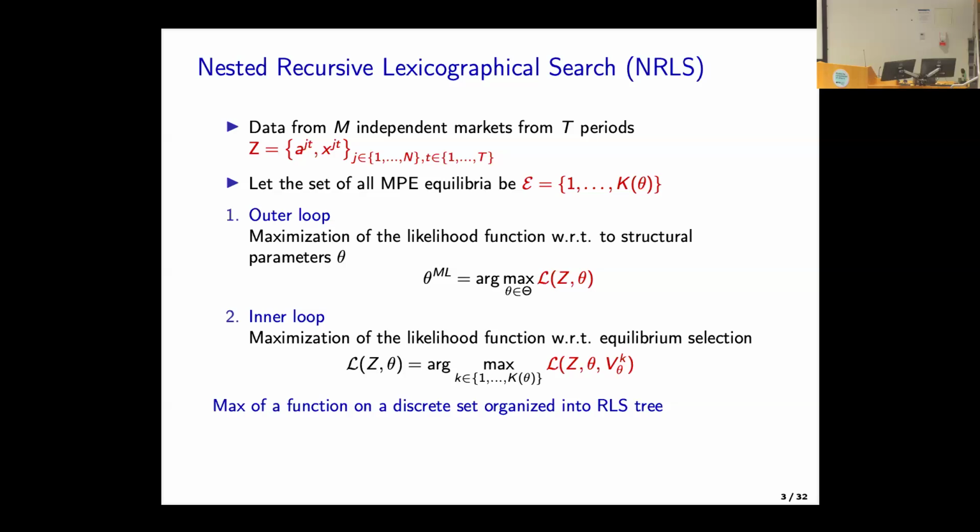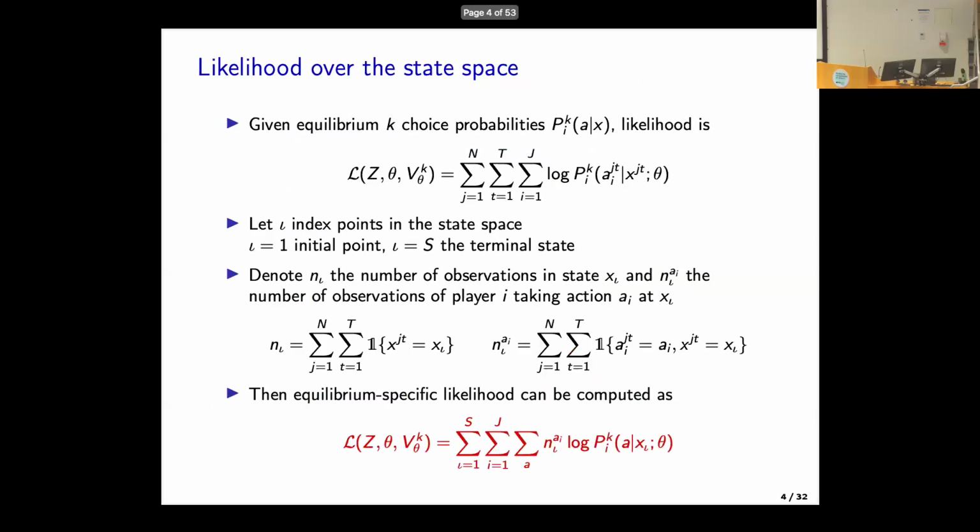Now, it turns out that this problem of maximization of a likelihood function on a finite set, that's where this wonderful algorithm can be applied. Before I go into this, let me talk about the reformulation of the likelihood function on the state space of the model. So what is this likelihood of a particular data, in a particular equilibrium?